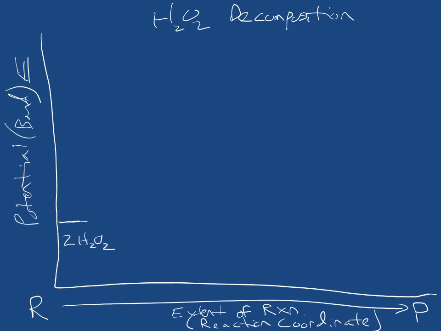Now the products. For a chemical reaction to occur without intervention, the potential energy of the products is going to be less than the potential energy of the reactants. So what do we end up with? Well, we end up with two waters and oxygen. So that's kind of the big picture here. And I don't think I put very much of a gap in between.